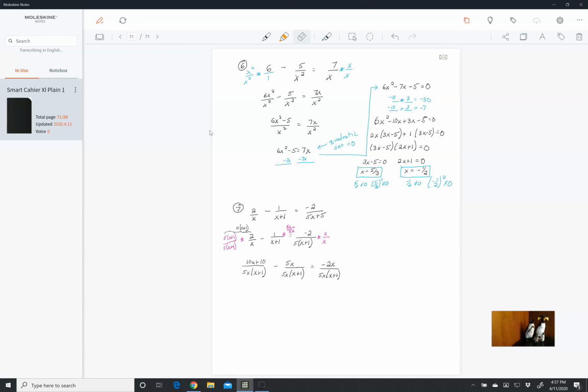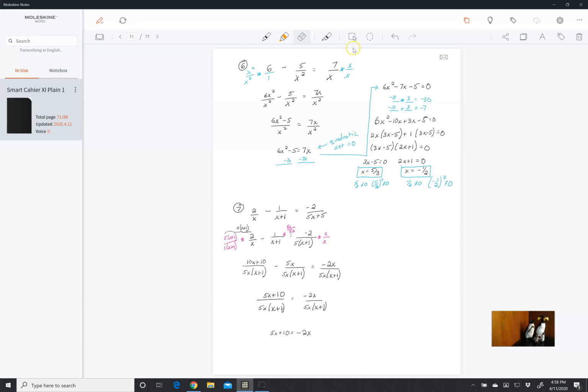We combine our numerators. 10x minus 5x is just a 5x. So we have 5x plus 10 over 5x times x plus 1 is equal to negative 2x over 5x times x plus 1. So notice it's the same steps each time. We factor, we find a common denominator, we combine the numerators, okay, so we combined our fractions, then we're setting the numerators equal to each other because the denominators are the same. So we have 5x plus 10 is equal to negative 2x.